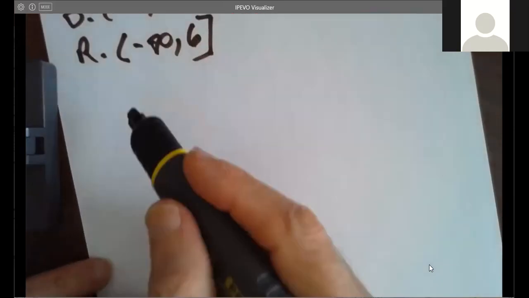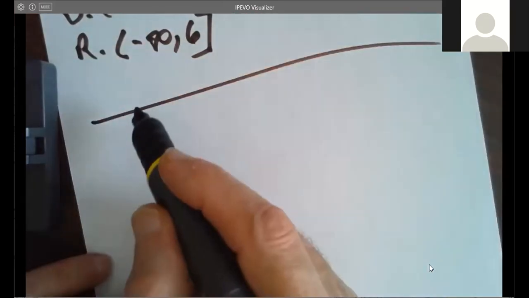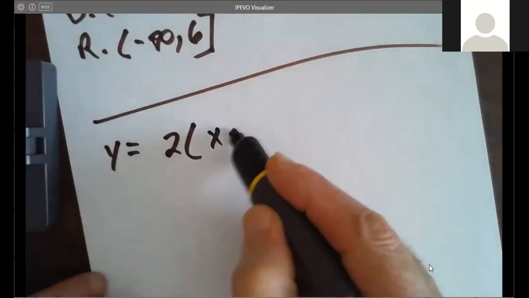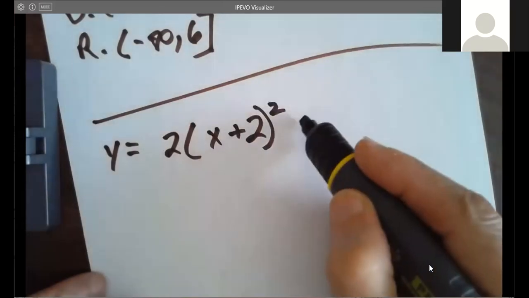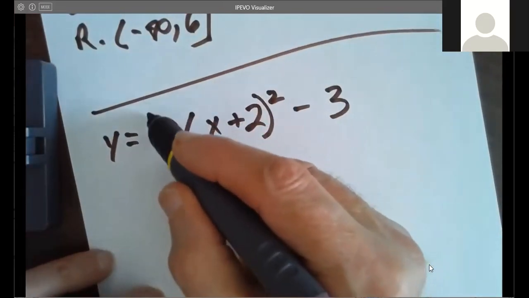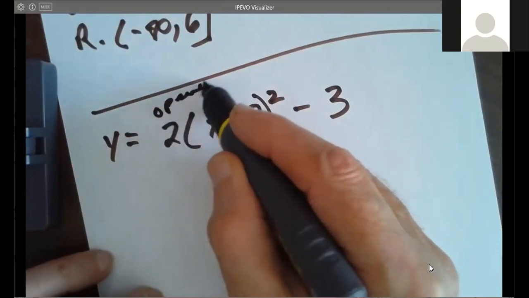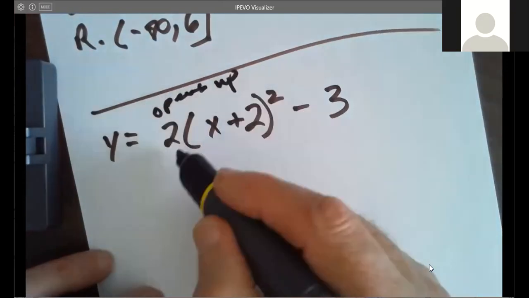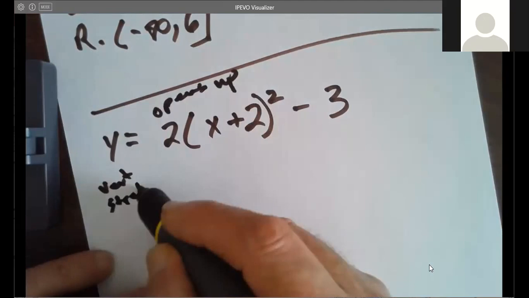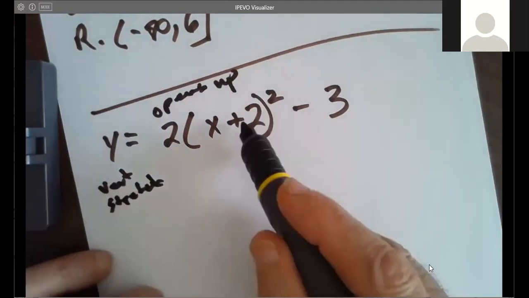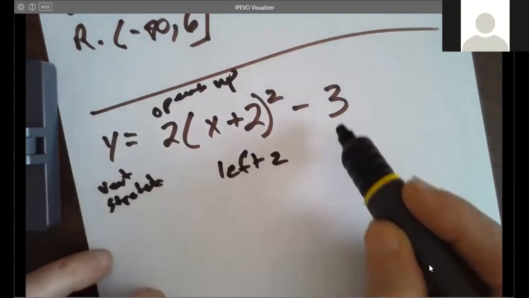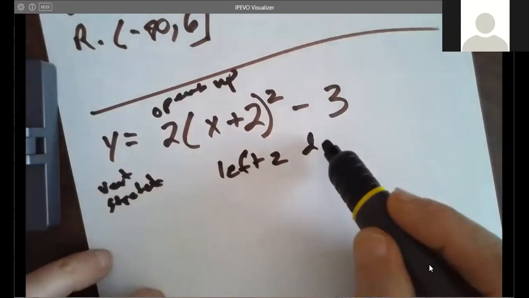All right, the next one, we've got y equals 2 times (x plus 2) squared, minus 3. The 2 is, because it's positive, right, opens up. The 2 is going to make it vertically stretch. Because it's x plus 2, it's going to shift left 2, and because this is outside, it'll be down 3.